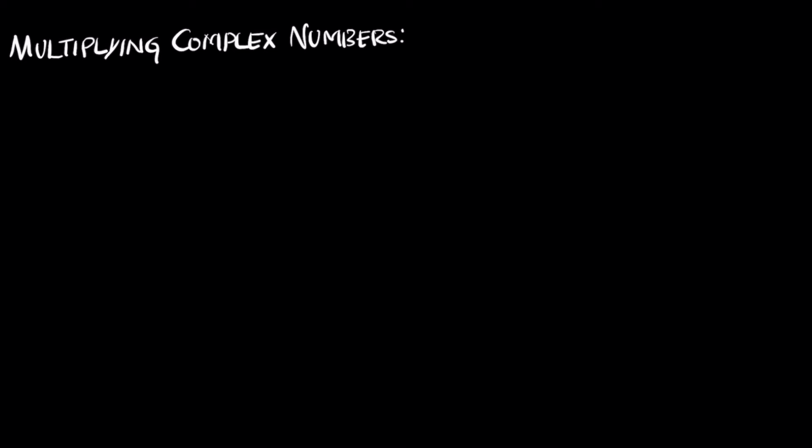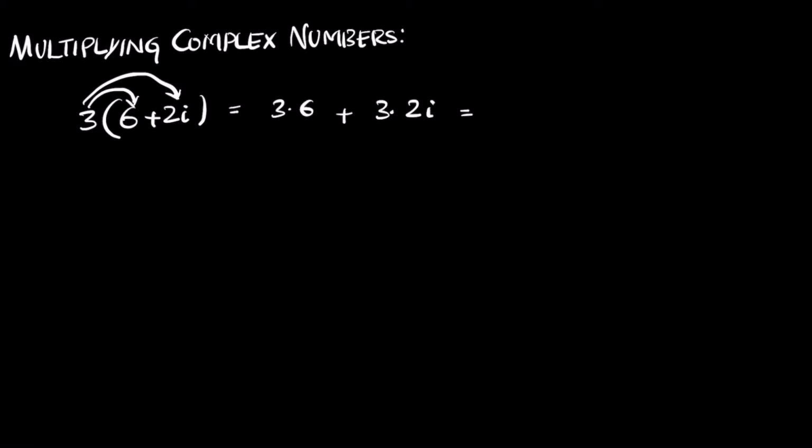When you are just multiplying a complex number with a real number, for example, let's say we have 3 times 6 plus 2i, we can simply write it using the distributive law. So 3 times 6 plus 3 times 2i. 3 times 6 is 18, plus 3 times 2i is 6i. So this is as simple as it is when you have to multiply a complex number with a real number.